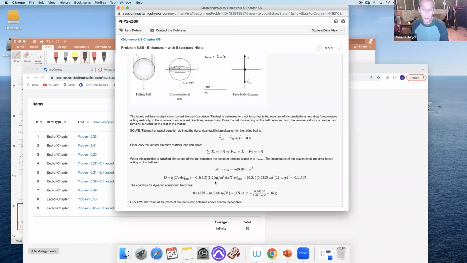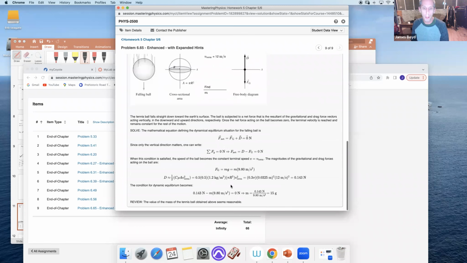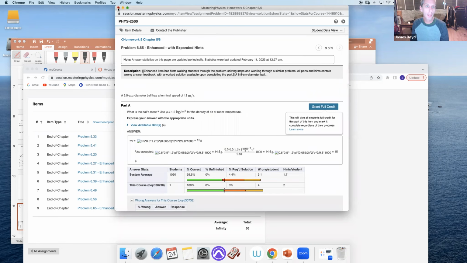Rho, this little p looking thing, is the density of air, and air is usually about 1 kilogram per meter cubed. A is the cross-sectional area, pi r squared. But we were given the diameter, not the radius. So you need to take the diameter of 0.065 meters divided by 2, and plug that in. And then v squared, and we were told that v was 12 meters per second at terminal velocity. Setting all that equal to mg means to find mass, take this and divide it by g. And that's what you get. You get 15 grams. So anyway, feels like forever since we did those.